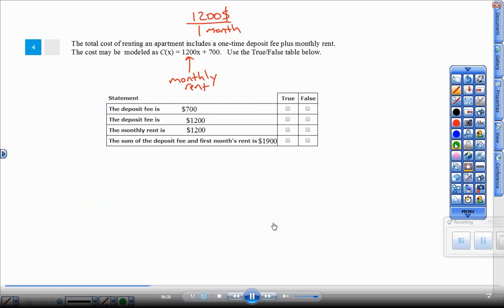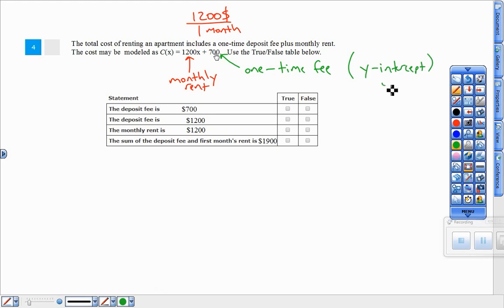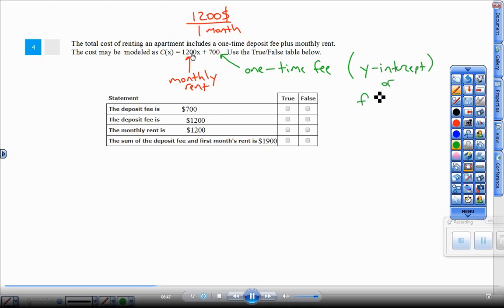I want you to understand that the number in front of x is the rate. For this problem, monthly rent, $1,200 for every month. That's what this means. The 700 is the one-time deposit fee, or the y-intercept, or the zero term, f of 0 is 700. You need to know all that. M is 1200. D is 1200.